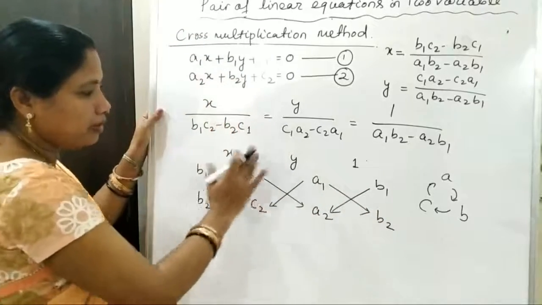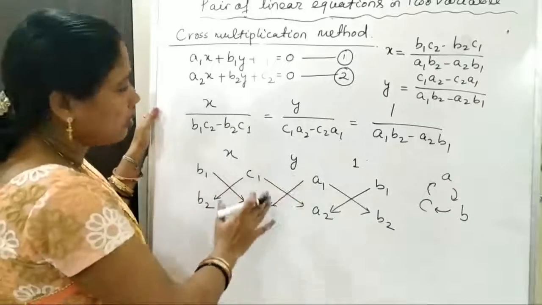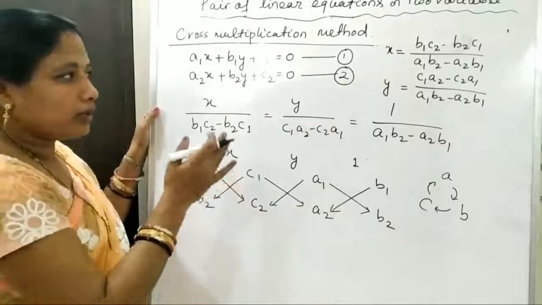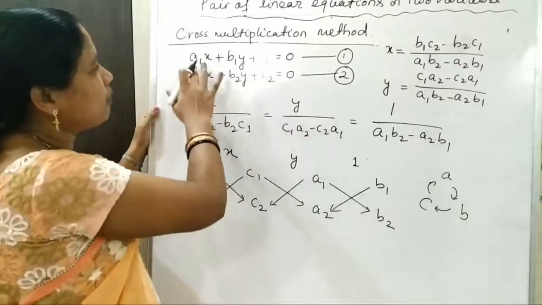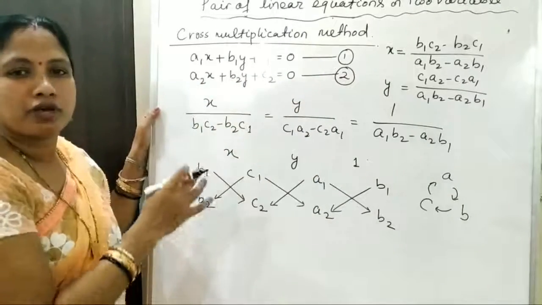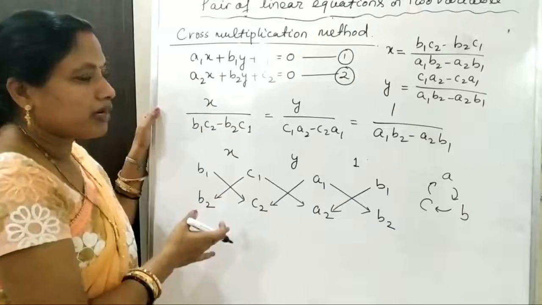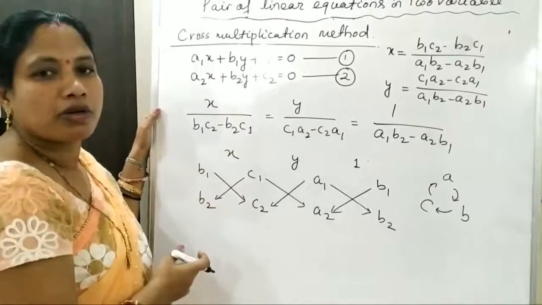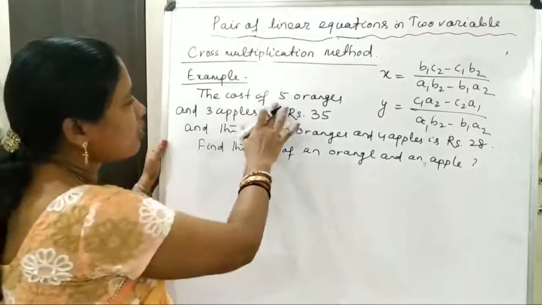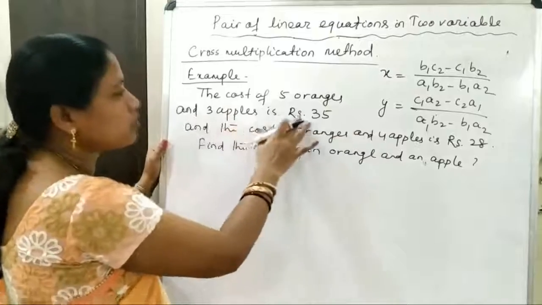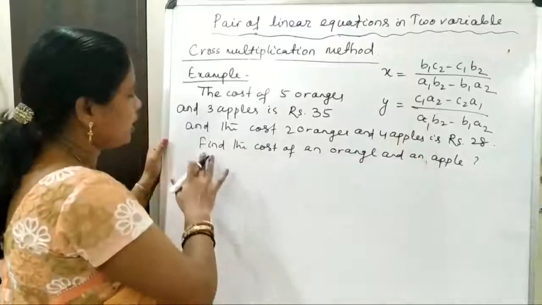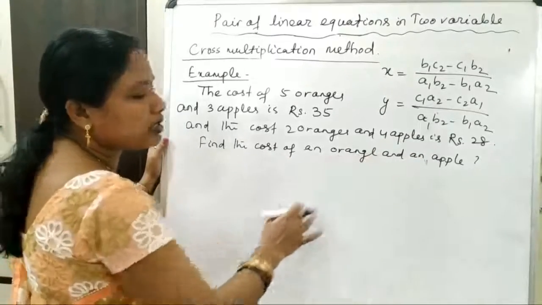For easy remembering, you can apply this method to remember the formula. After writing the formula, you will be able to put the values of a1 b1 c1 a2 b2 c2 in the formula to find the values of x and y. Let us solve an example using this formula for the cross multiplication method. The cost of 5 oranges and 3 apples is rupees 35 and the cost of 2 oranges and 4 apples is rupees 28. Find the cost of an orange and an apple.